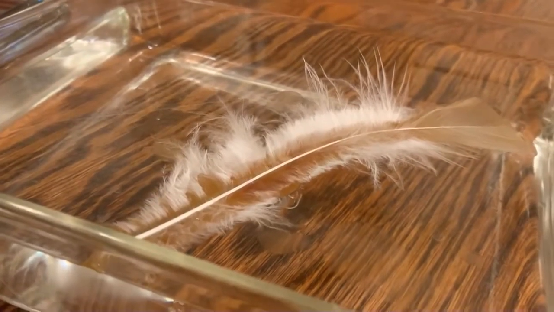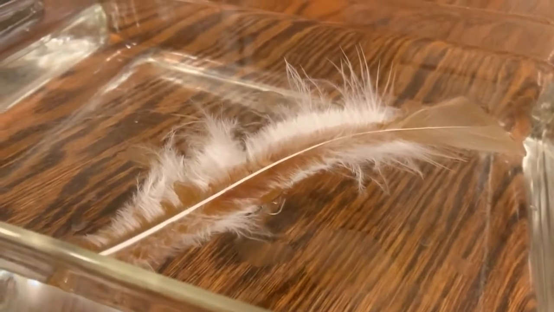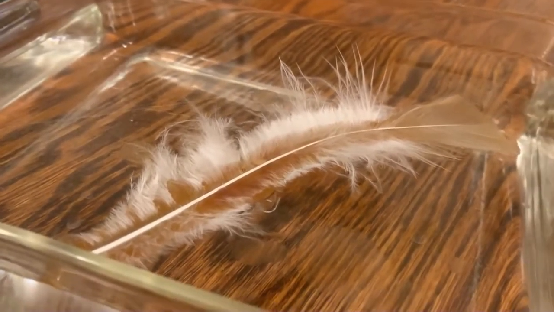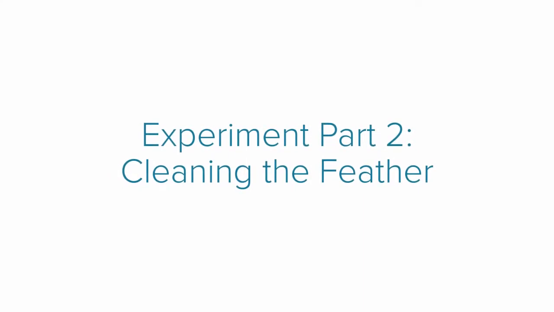As you can see, the feather is still sinking slightly below the surface, as it is still being weighed down by the oil. Now for part 2 of the experiment, we're going to view the most effective way of cleaning oil off of an animal's feathers.